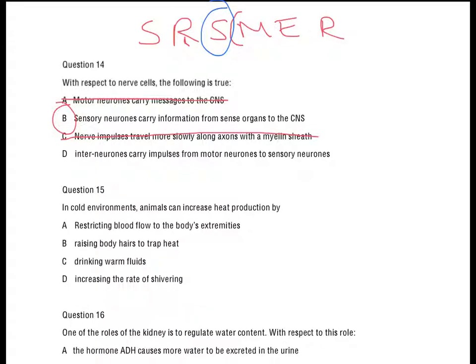And D, interneurons carry impulses from motor neurons to sensory neurons. Again, the interneurons, remember, so if we've got a sensory neuron here, remember, the interneuron is in the central nervous system, and then connects it to the motor neuron.